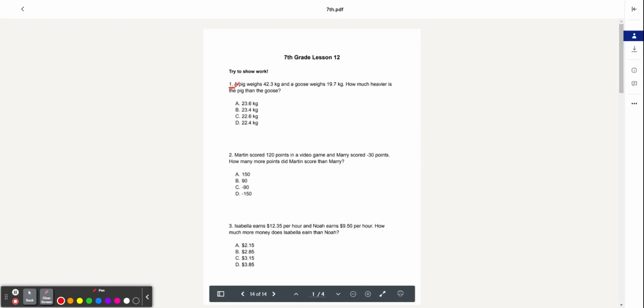So let's get started with 1. A pig weighs 42.3 kilograms and a goose weighs 19.7 kilograms. How much heavier is the pig than the goose? So all we have to do is just subtract, right? Borrow 1, borrow 1 again. $22.6, that is C.